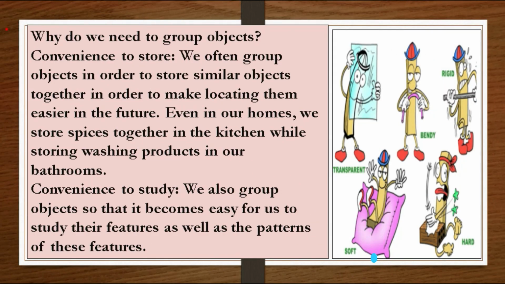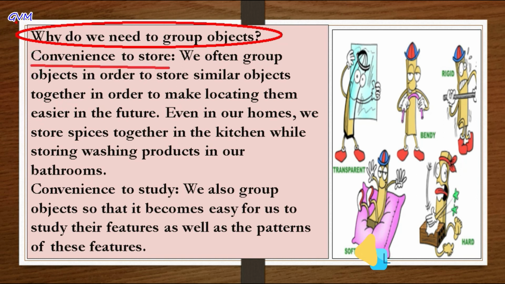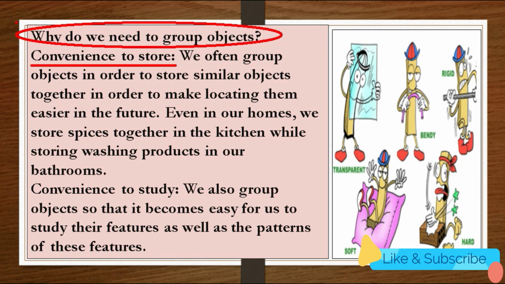Now students, there is a question: why do we need to group objects? Students, we need to group objects for a number of reasons. The first one is convenience to store. As we already discussed in the earlier section of this chapter, on the basis of their uses, we can group objects into different categories. And students, as you know, we often group objects in order to store similar objects together and to make locating them easier in the future.